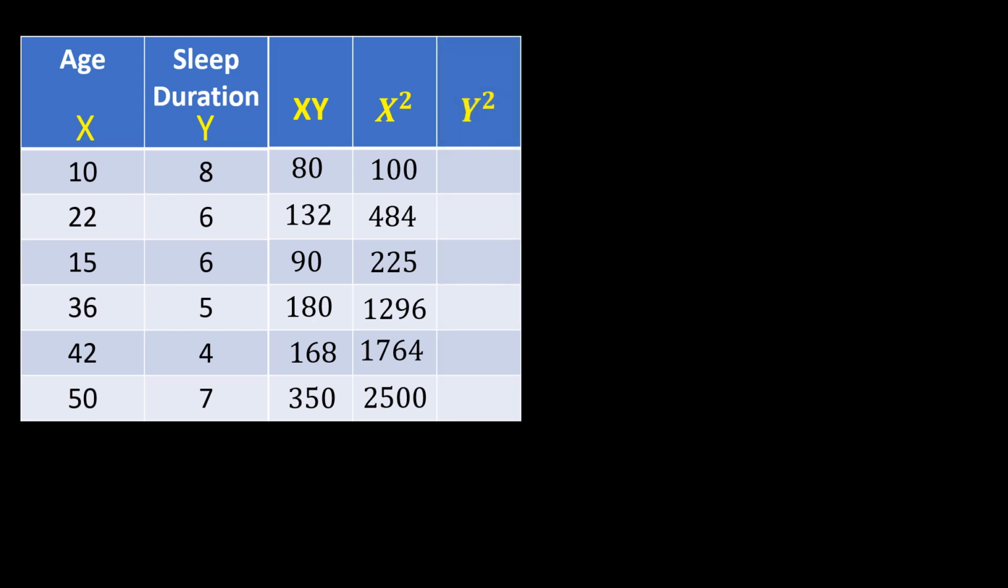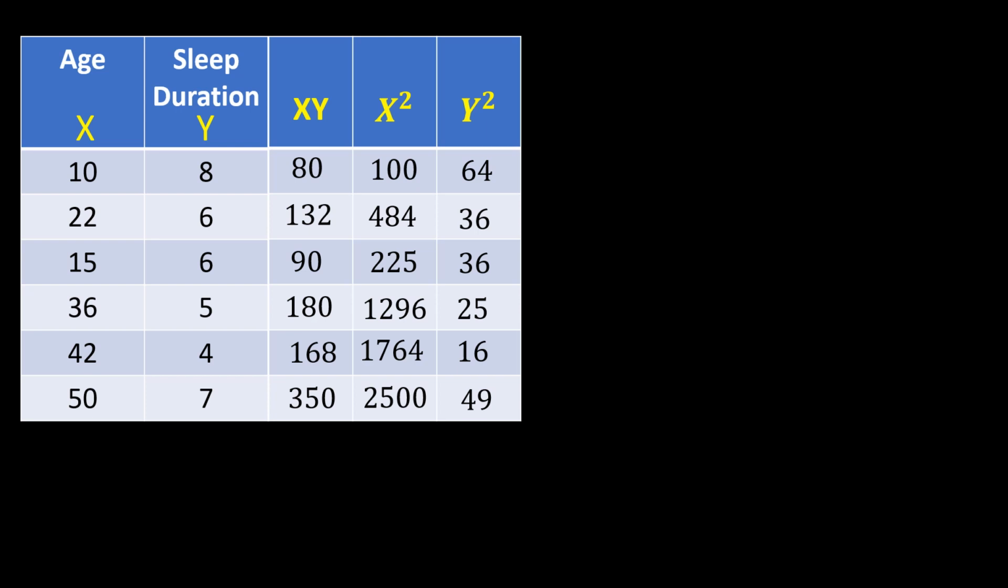Next step is to add the last column, the square of y. So I'm going to square all the data in column y. We have 8 squared, that's 64. 6 squared is 36. Another 6 squared is 36. 5 squared is 25. 4 squared is 16. And 7 squared is 49. Okay, so those are the columns that we needed to be added in our table.